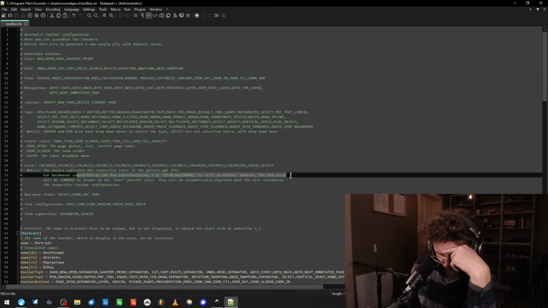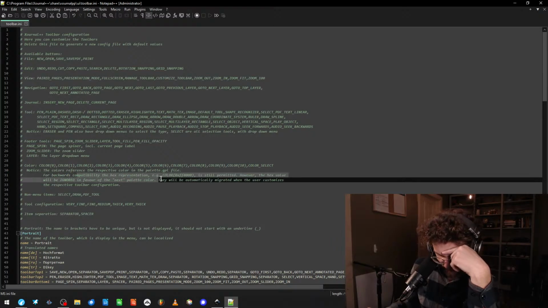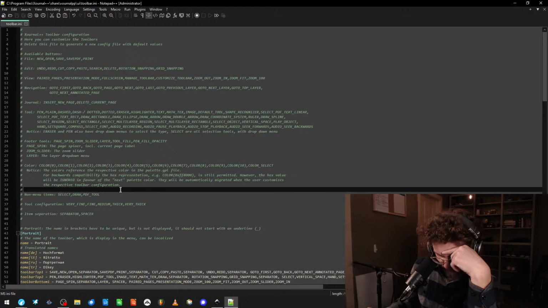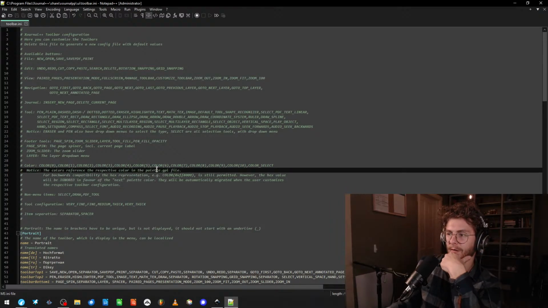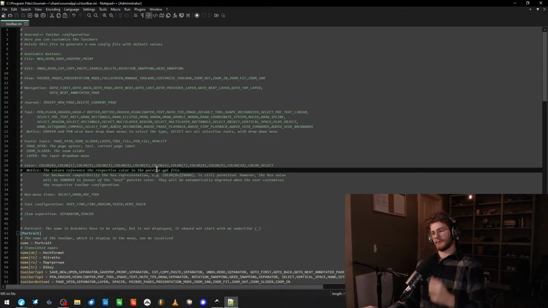is still permitted. However, the hex value will be ignored in favor of the next palette color. It will be automatically migrated when the user customizes the respective toolbar configuration. Oh, there's a palette.gpl file. Okay, so it defaults to that now. That's weird. What if this has turned into a completely different stream?